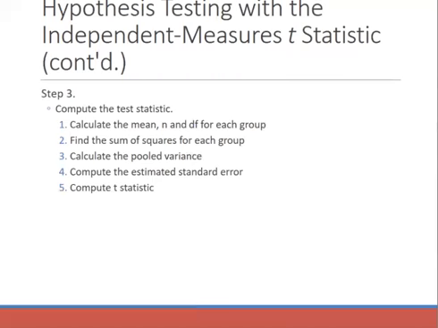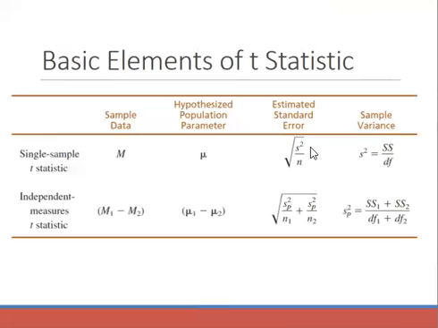If you're given 2 independent data sets and need to calculate an independent samples t-test, these are the steps that you need to take. There's a lot of calculating you might need to do. So again, this is just a list of the steps, and we'll go through each one. Calculate the mean, n, and degrees of freedom for each group. So you need to have those. You need to find the sum of squares for each group. You need to calculate the pooled variance. I'll talk about how to do that in a moment. We can't just have the separate variances. We need to pool them. You need to calculate the estimated standard error and then compute your actual t-statistic.